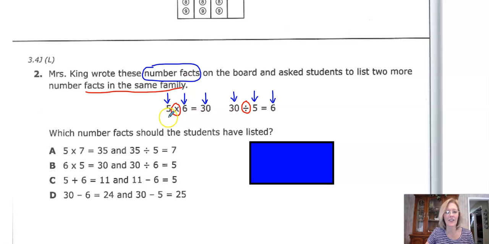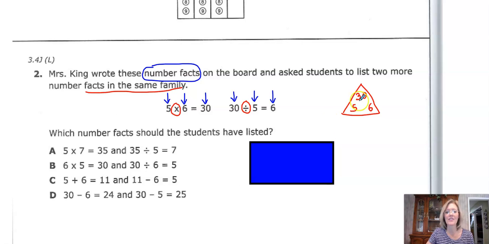So if I look here, I have a 5 and a 6 and a 30 in this fact family. So I can also think of my fact family in a triangle here. And in this triangle, I would have my 30, I would have my 5, and I would have my 6. So they each take their own corner or their own little angle in here. And look at what we can do when we look at this. We can say 5 times 6 is 30.